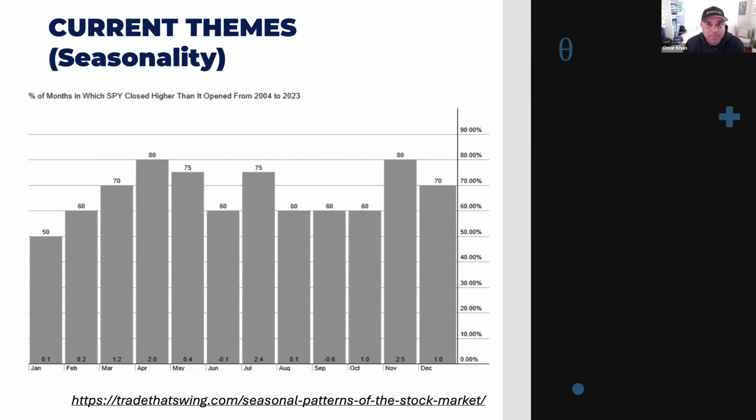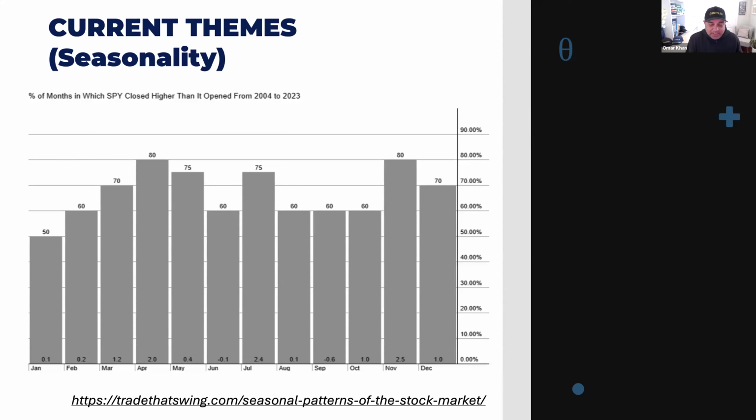So May is positive 75% of the time with an increase of 0.4%. June, you can see, is actually kind of a negative month, 0.1%. Not a huge month, but slightly negative. And then we go to July, which is the best month of the summer. It's positive, or has been positive, 75% of the time with an average gain of 2.4%. So we're going to take that into account.